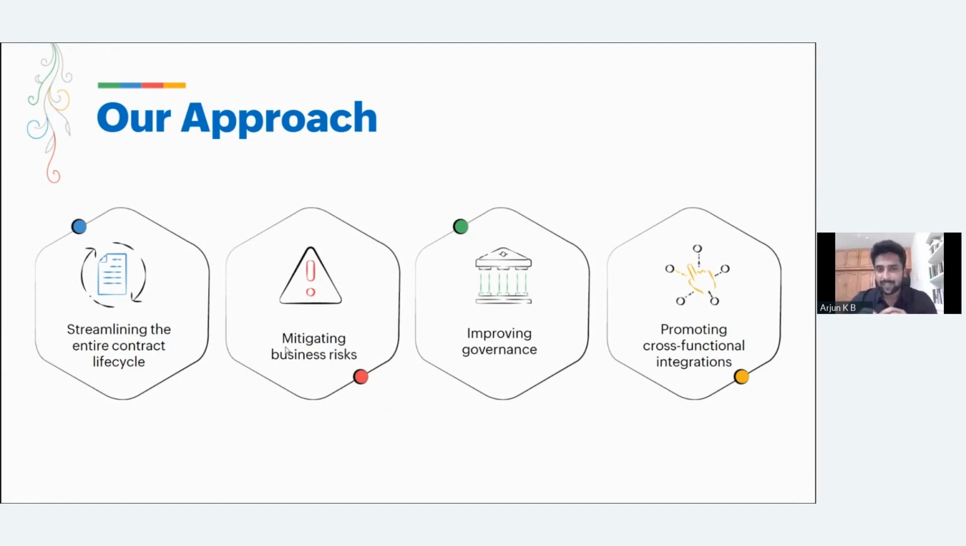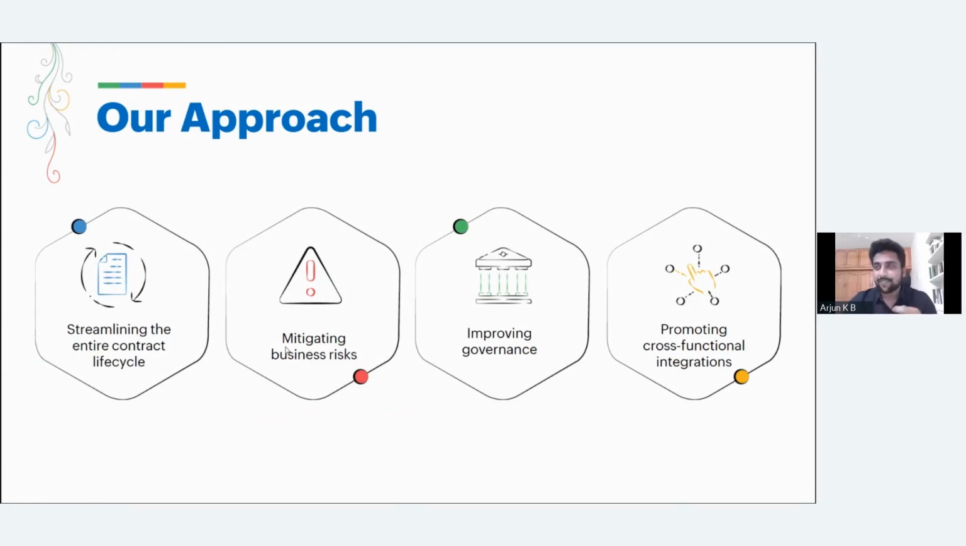The first one is a very functional one, that is streamlining an individual contract lifecycle from its authoring to the termination part. But there are other factors like risk mitigation and improving governance that makes auditability easy. It makes the users accountable. It makes the entire system transparent, and it enables the admins with better control, right? And the last but most important part is the cross-functional integration part.